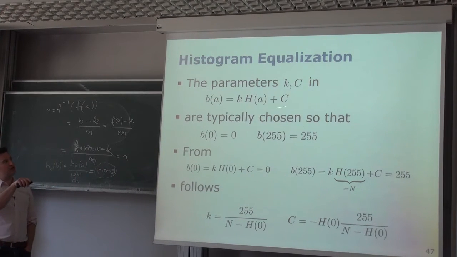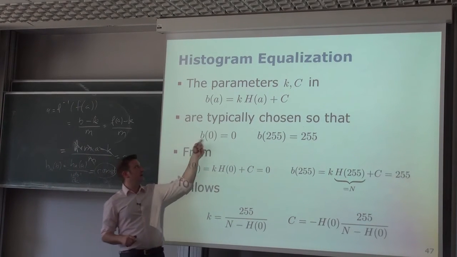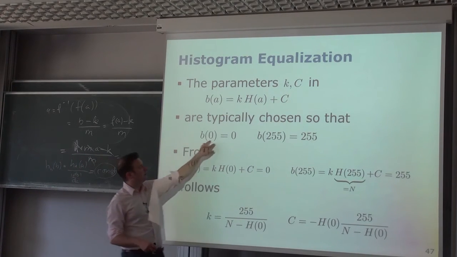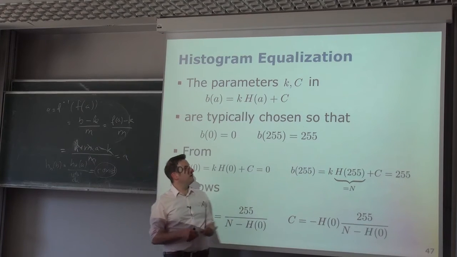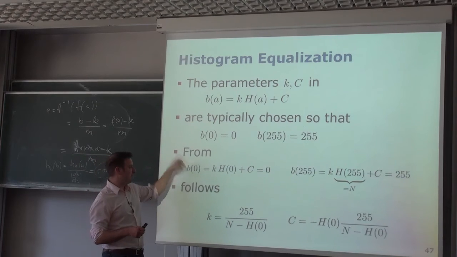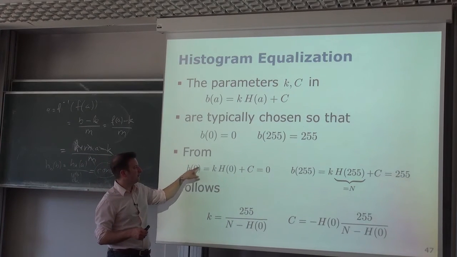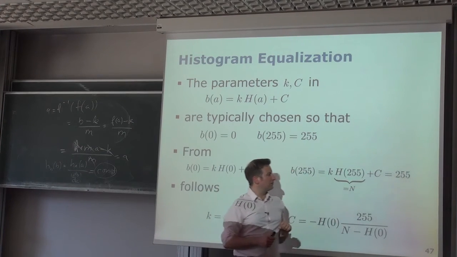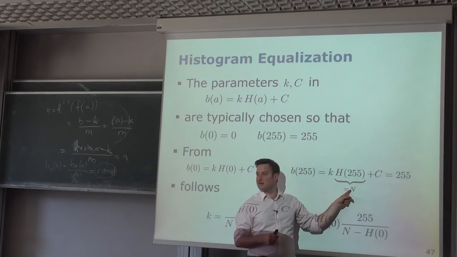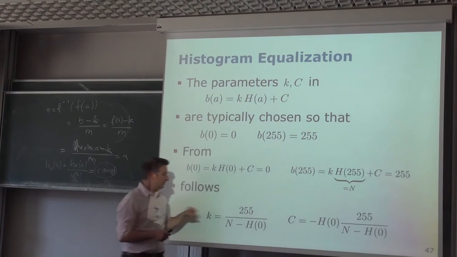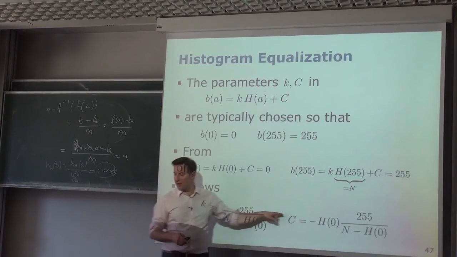So I start with this equation over here, and I need to determine k and c. And what I want to have is that b of 0 should turn into 0, and b of 255 should turn into 255. So I can express this now, saying this is b, this is kind of the output that I have for 0. So this equation should be 0, and in the end it should end up at 255, where h of 255 is n, the number of pixels that I actually have. And if I do that, I can simply solve this equation. I get my parameters k and my parameter c.